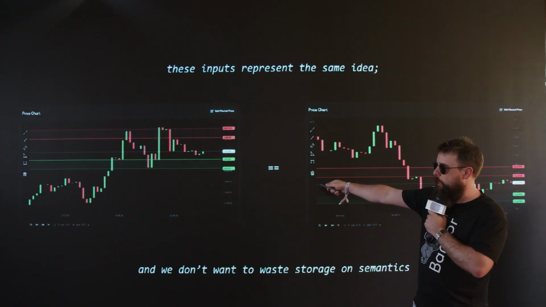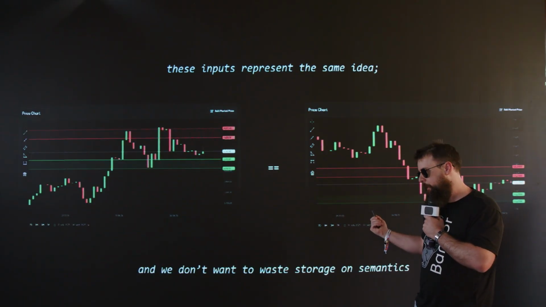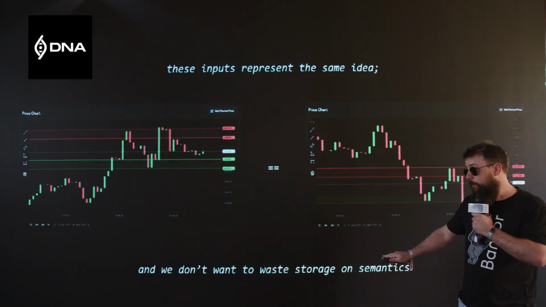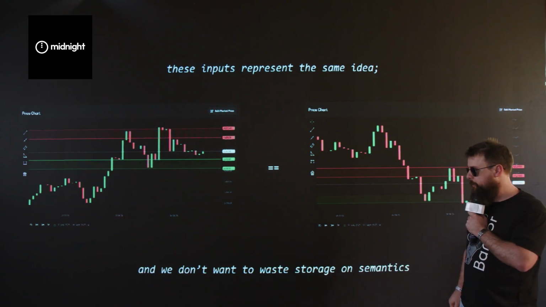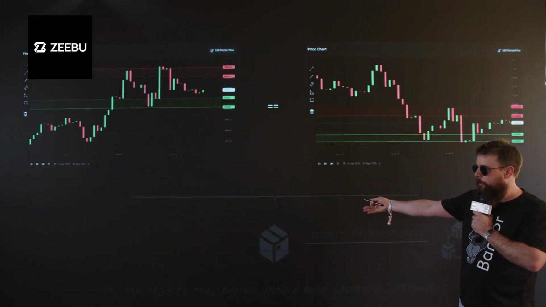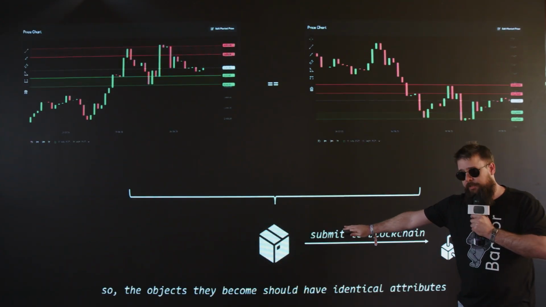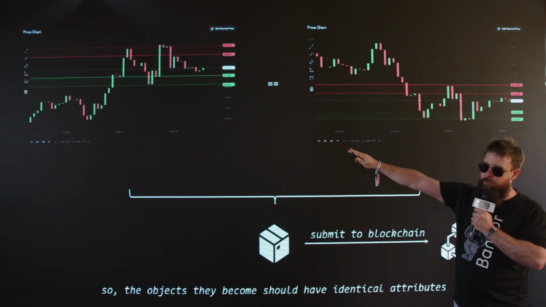So if these two inputs represent exactly the same thing, then we don't want to waste time and storage on semantics. Then after we package them up, they should represent exactly the same object. You shouldn't be able to tell these two things apart.